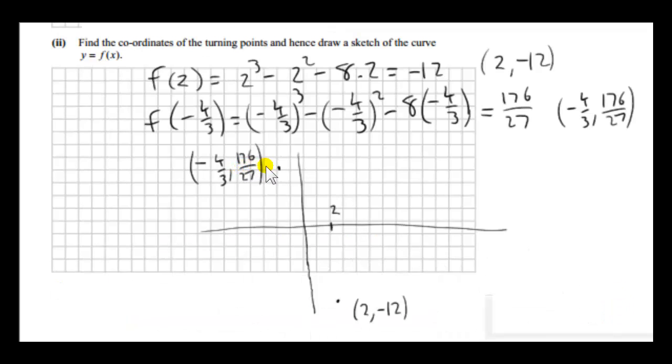Now you can see straight away that this must be the local maximum, because this value is greater than this value here. Okay, so the only way to draw a curve whose turning points are at this point and at this point is to make this one a local maximum, which means that this one down here must be the local minimum. So our cubic function must look like this.